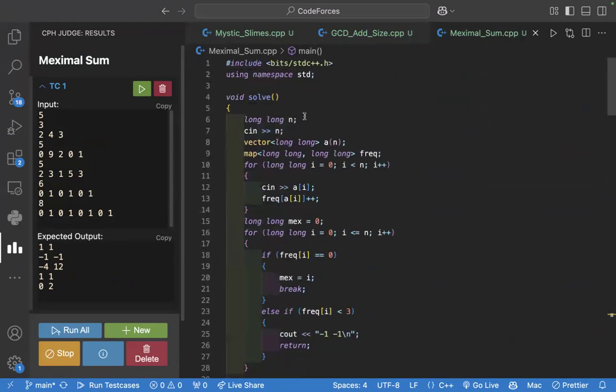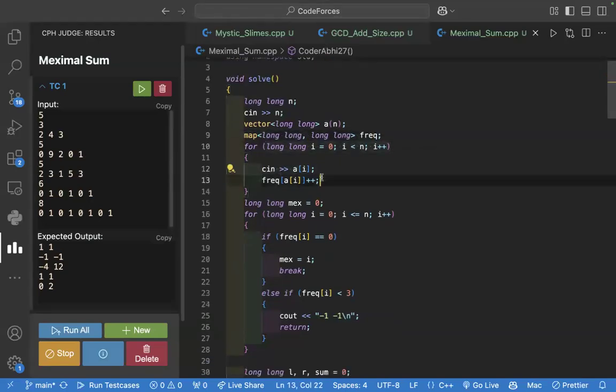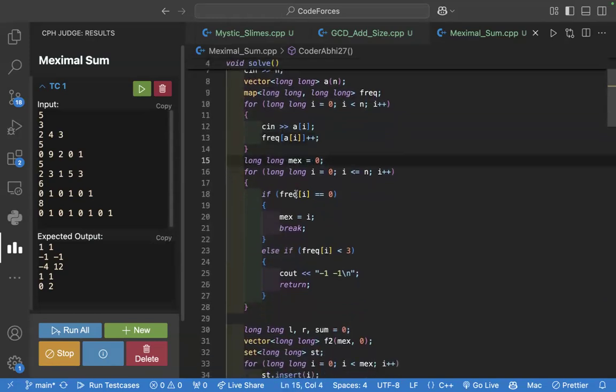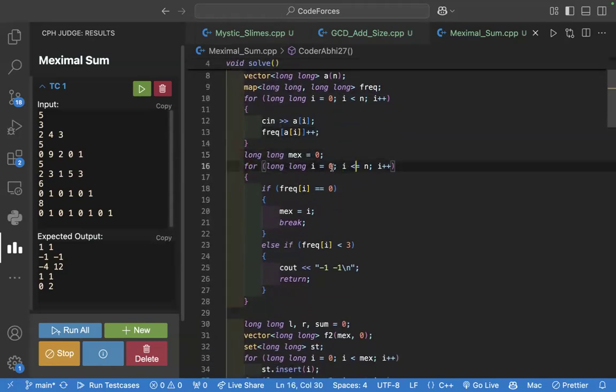Now let's go. Now I take n as input. I create the vector. I have the map. I take the input, and I create the frequency map. Now first I'll try to find the max of this array. So I'll say, okay, let's run. What can max be? Max can be from 0 to less than or equal to n. Yes, all these values can be maxes.